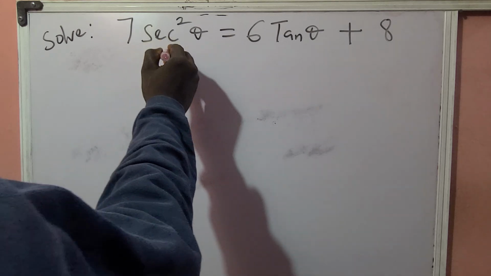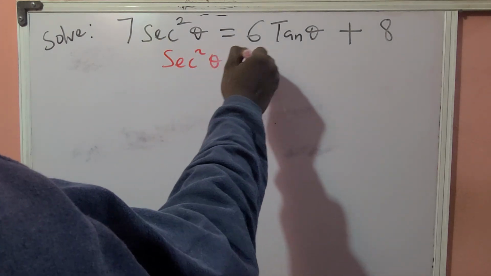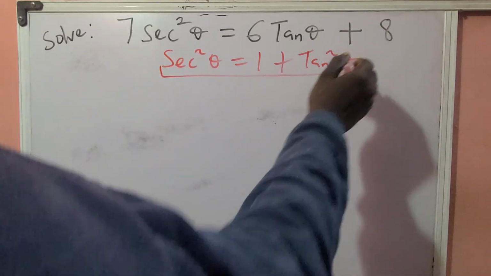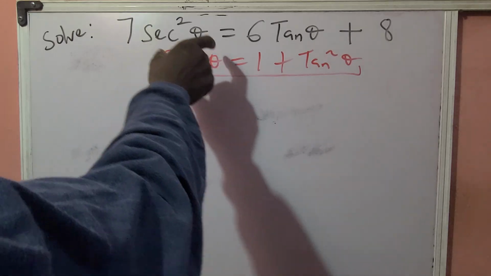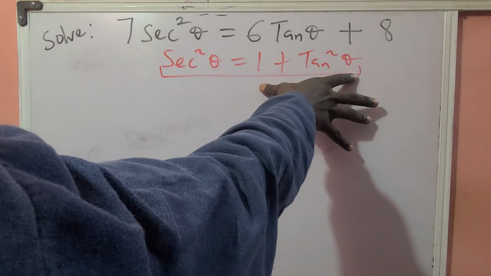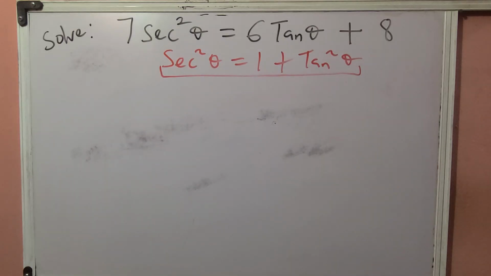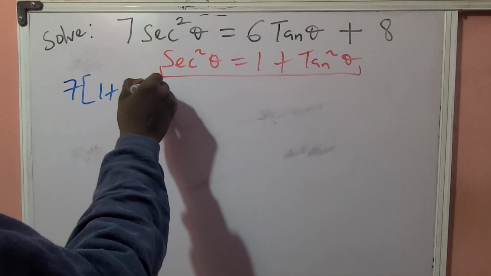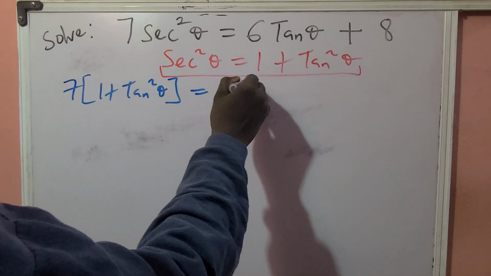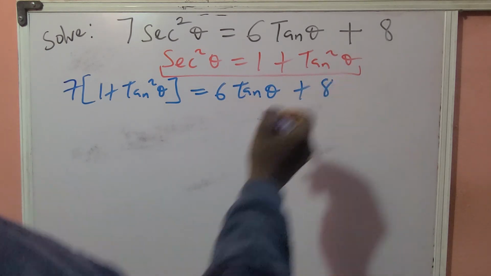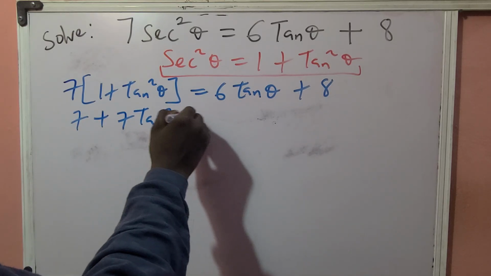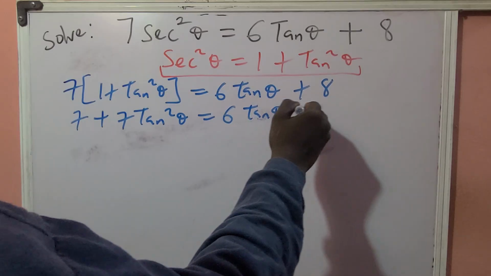I remember precisely that one of our identities is sec squared theta equals 1 plus tan squared theta. So if I fix this, wherever I see sec squared theta, I'll be able to turn it to having just tan theta, which makes it quite easier to solve. So where I see sec squared theta now, I'll be filling in for 1 plus tan squared theta. Now, opening this bracket, we have 7 plus 7 tan squared theta equals 6 tan theta plus 8.